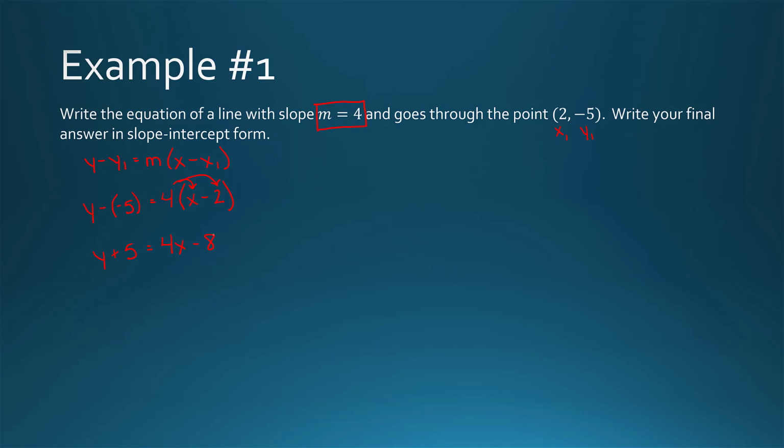Now, we want to get y by itself because remember, slope-intercept form is y equals mx plus b. So the whole goal is to get y all by itself. In my equation here, I need to move the 5 to the other side, so I'm going to subtract 5 on each side. So y equals 4x, and negative 8 minus 5 would be minus 13. And this would be our slope-intercept form for the equation of the line with a slope of 4 and going through the point (2, -5).